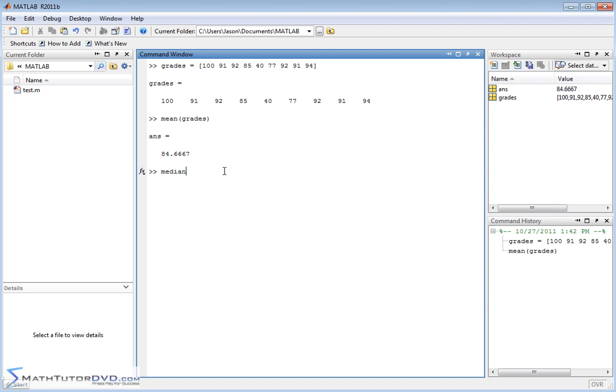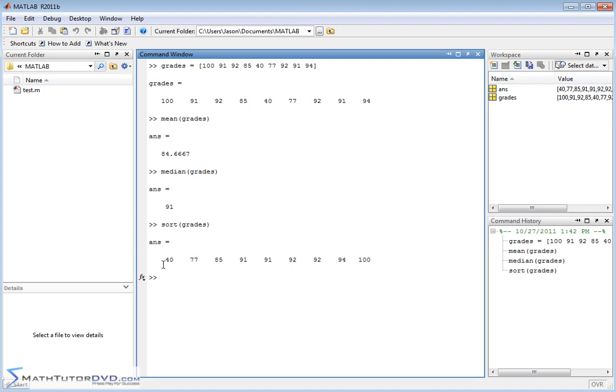Perhaps I'm interested in calculating the median. So the function for that is median, and it'll go off and look at the middle value there. This is a good opportunity to also use another function that we learned in a previous lesson. If you use sort on the vector grades, then it'll order my vector from smallest number to larger number. So if I order them like this, I can look right in the middle here and there is a 91, and that's why the median is 91.